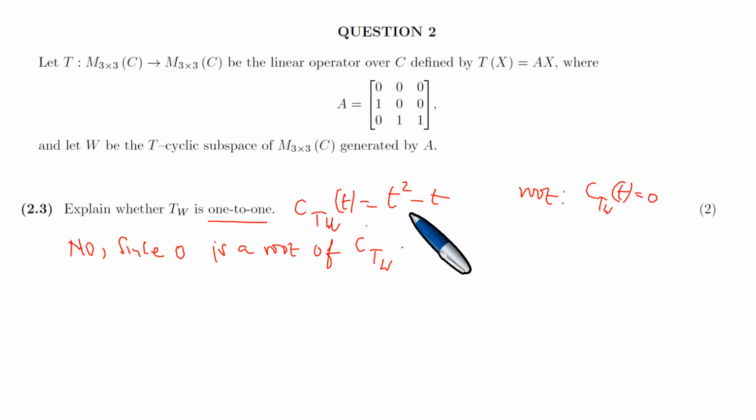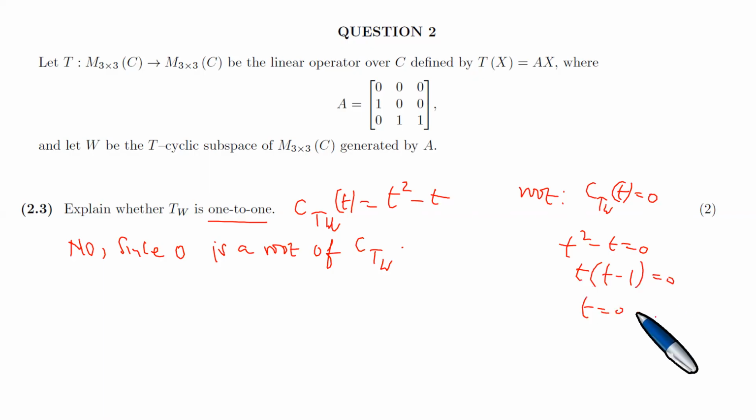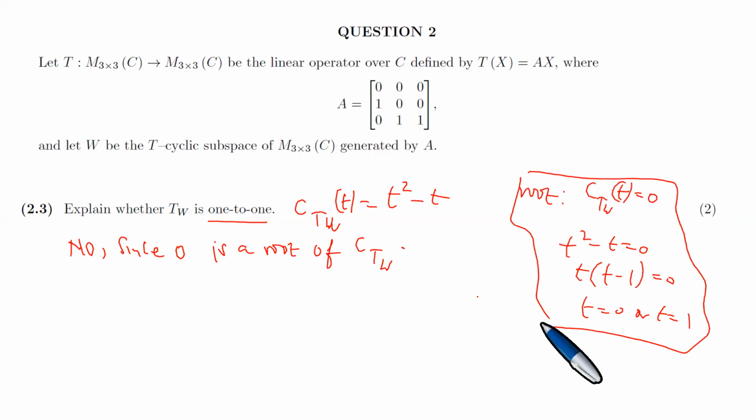Then you're finding the root, which is t squared minus t equals 0. You have t into t minus 1 equals 0. This is t equals 0 or t equals 1. So these are the two roots. But since 0 is a root, it means that the operator is not one to one. So that is one easy method we use. This is just some brainstorming on the side, but this is the answer to the question.